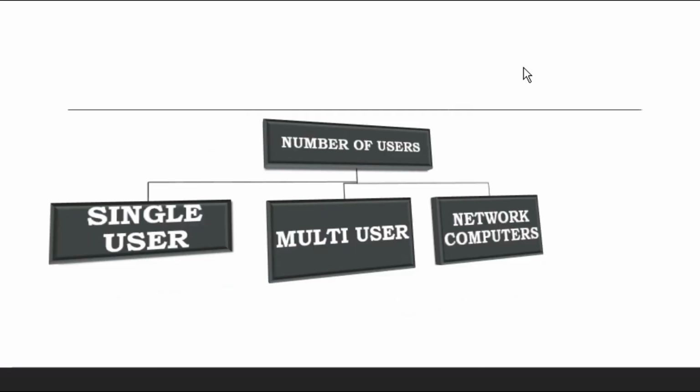In the fifth classification, we'll talk about the single user computers, the multiple user computers, and the network computers. And finally, we'll talk about the classification according to the word length. Now, in this video, we have listed the 6 types or classification of computers. In our next video, we'll talk about them one by one, starting with the first classification, which is classification according to the operating principles and mechanisms.